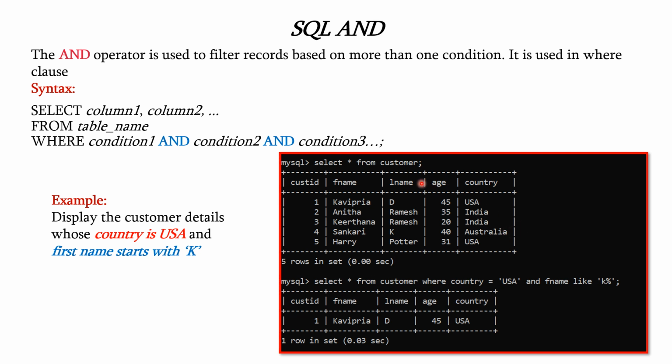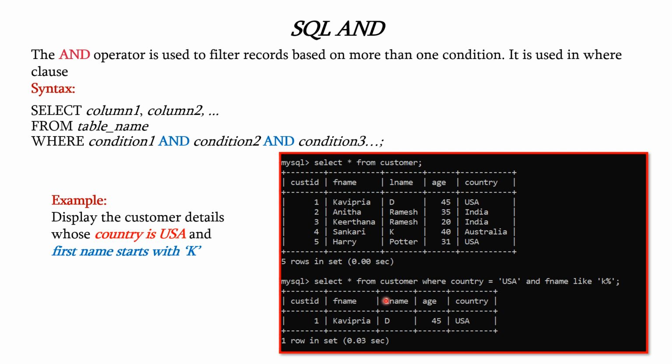We have the customer table here. If we select all the values from the customers, we have 5 rows. The column names are cust ID, first name, last name, age and country. Now let us consider this example. We have to display the customer details whose country is USA and first name starts with K. For that we can write the query like this.